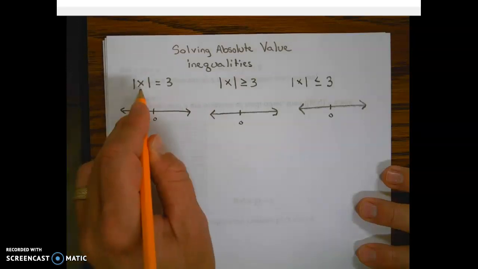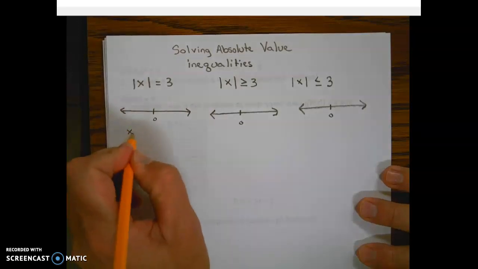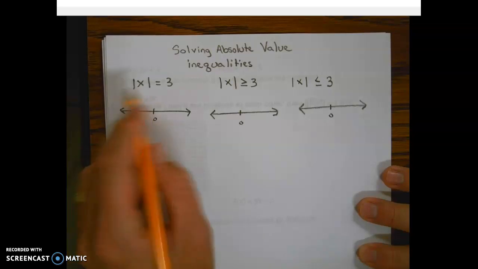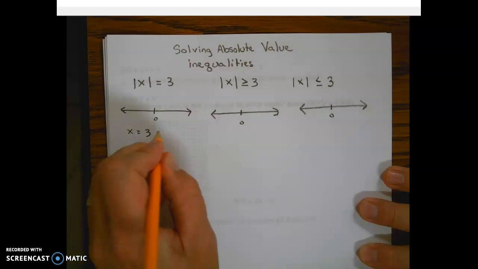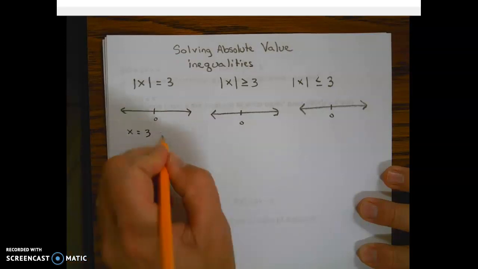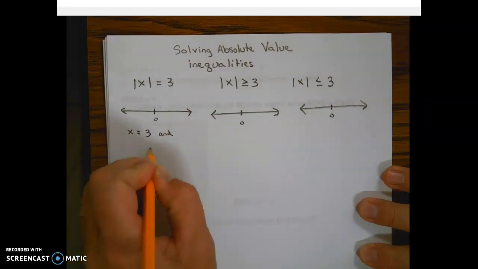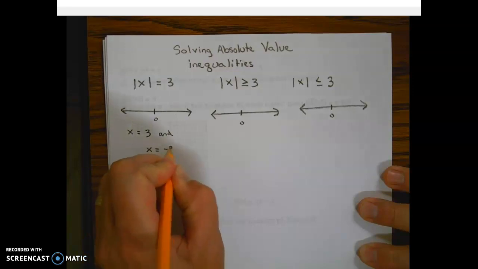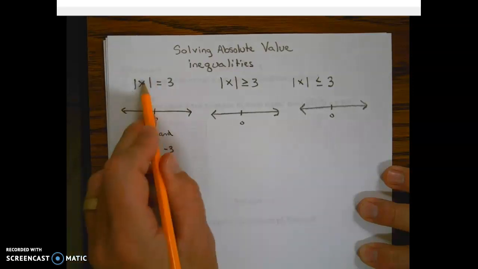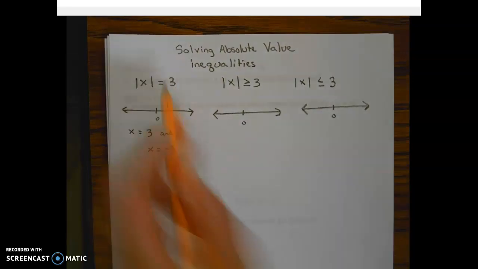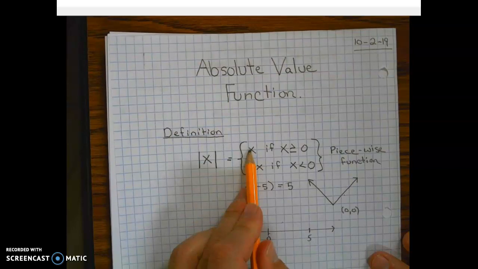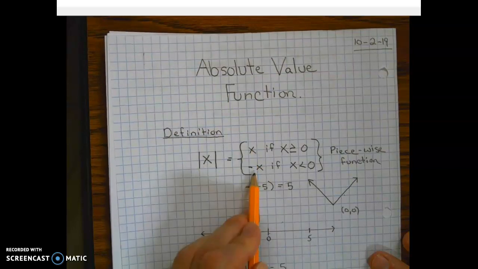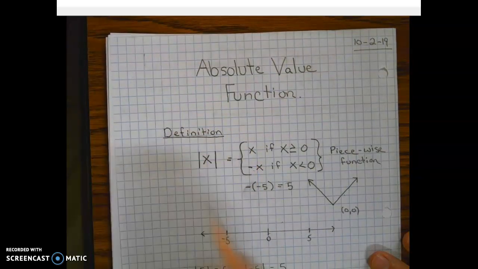Okay, we know that inside the absolute value, x could be 3. Absolute value of 3 is 3. Or I should say, and x could be negative 3. Absolute value of negative 3 is 3. Going back to our definition right here, x could be positive or x could be negative. In either case, you're going to end up with a positive answer.